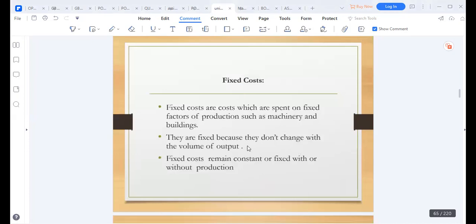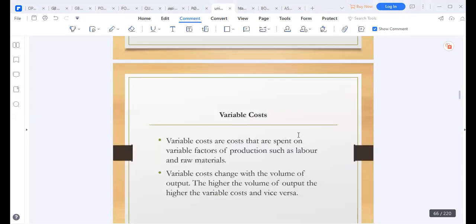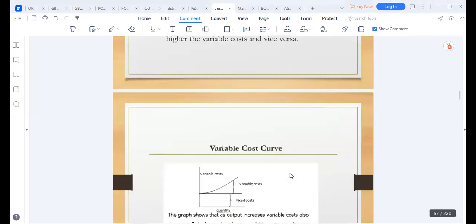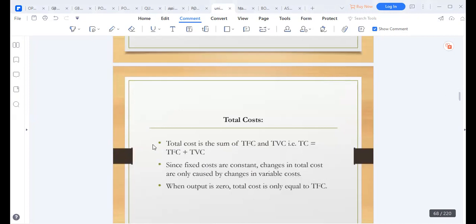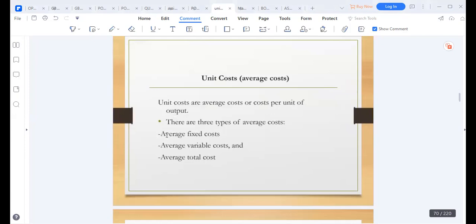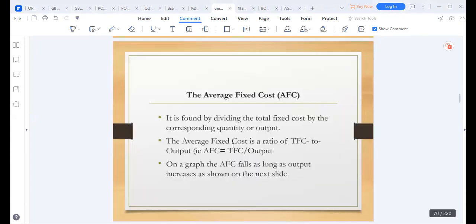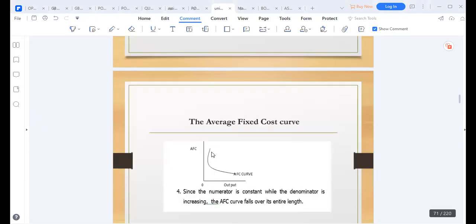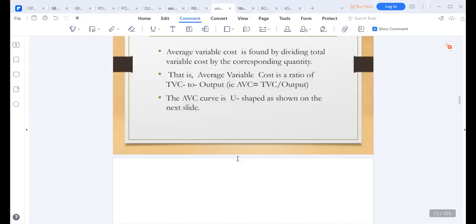So fixed costs I've already explained. They are fixed and constant. Variable costs, they change with the volume of production. This is how it looks. Total cost is simply given by adding the fixed cost and the variable cost. So these costs come in 3 types: the average fixed cost, the average variable cost, and average total cost. And the formulas are given by the total fixed cost over output. This is average fixed cost. Anything total divided by quantity is average. So the total variable cost over output is average variable cost.